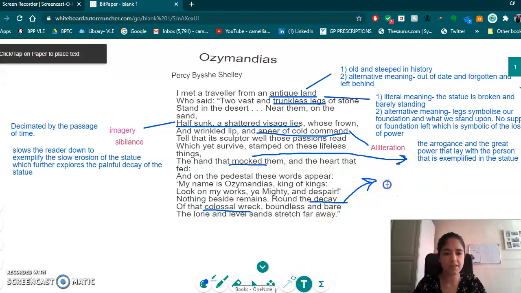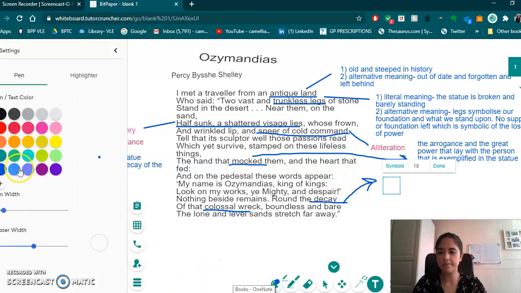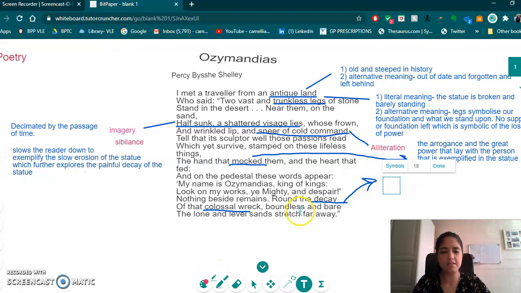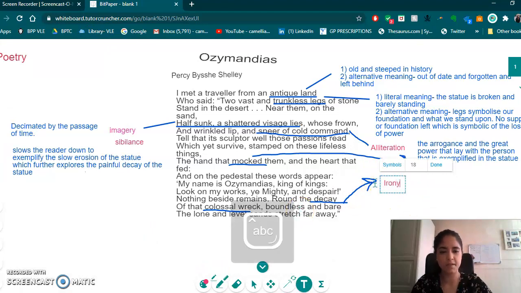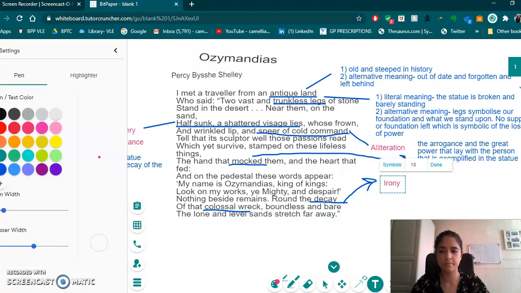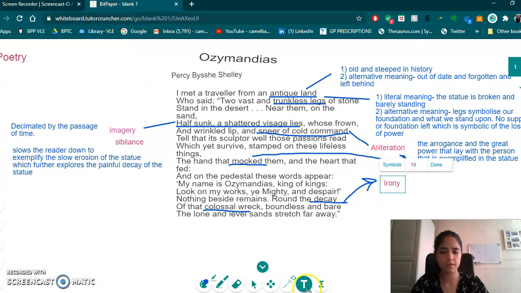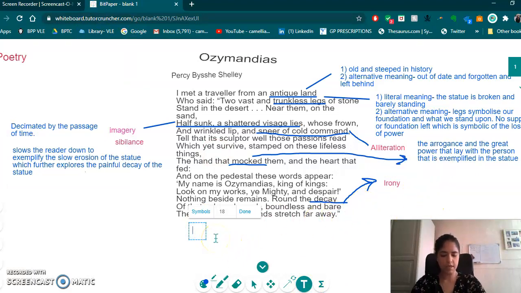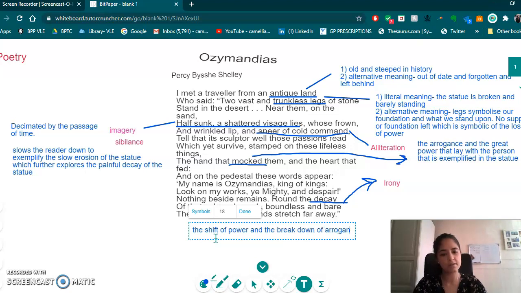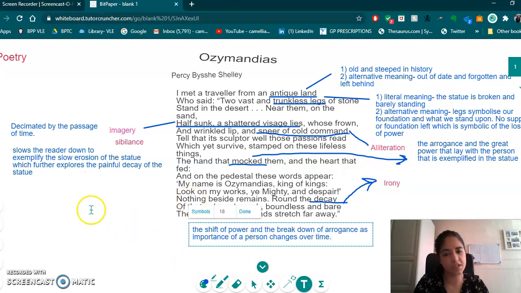Now, what you can say about this, again, say that this is irony. And what it really exemplifies, aside that here, is that the shift of power and the breakdown of arrogance as importance of a person changes over time. And the irony only kind of brings more attention to it.